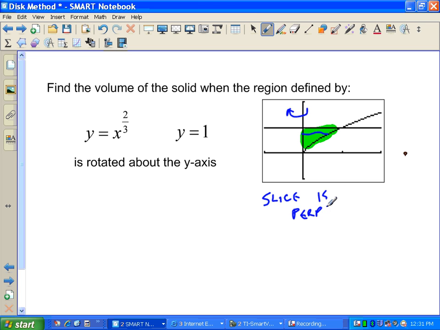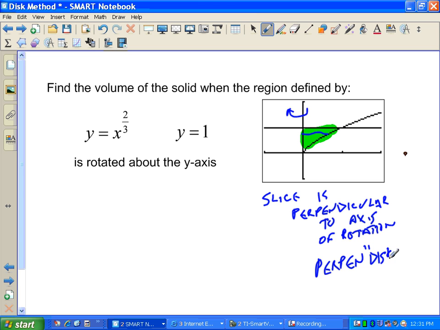Perpendicular. And you might have heard me hesitate for a bit when I said perpendicular, because usually what I'll say in this case is, let me finish my thought. Sorry. Okay, usually what I'll say is for the disk method, we want our slice to be perpendicular to the axis of rotation. If you were here, you'd be laughing.